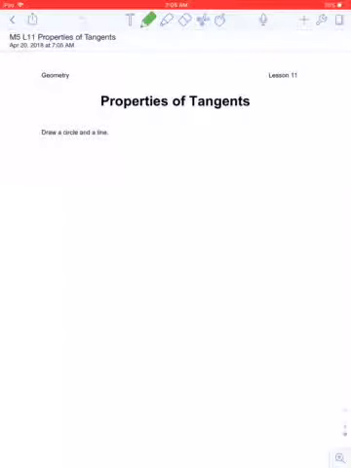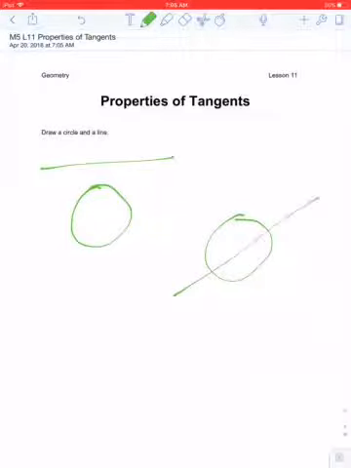So today we're going to learn about properties of tangents. First, I want you to draw a circle and a line. For example, we could have something like this, a circle and a line. We could have a circle where the line goes through it.